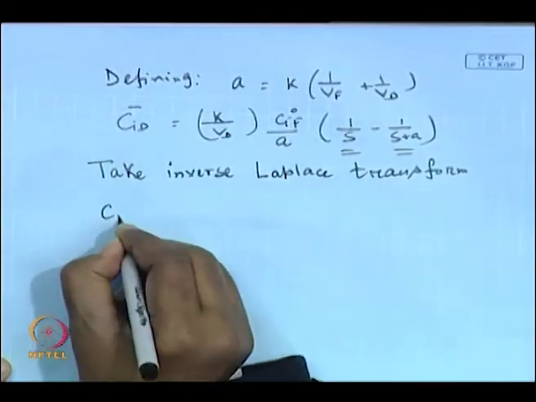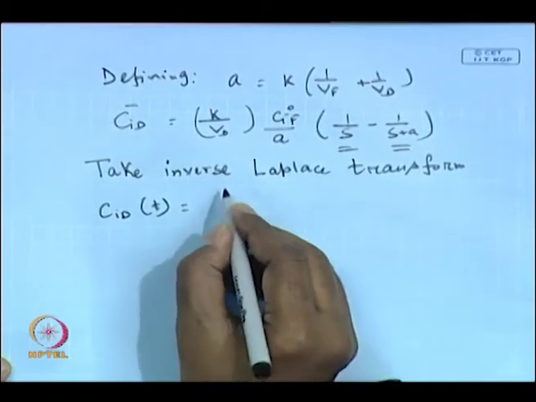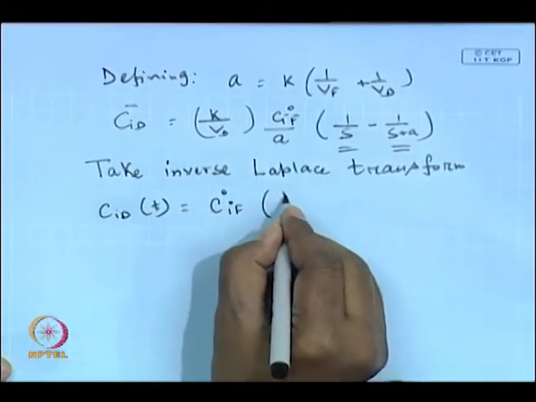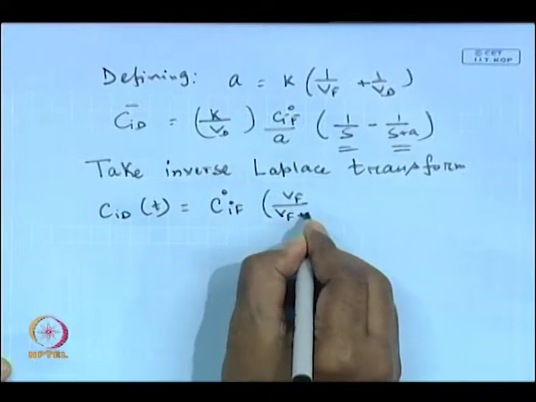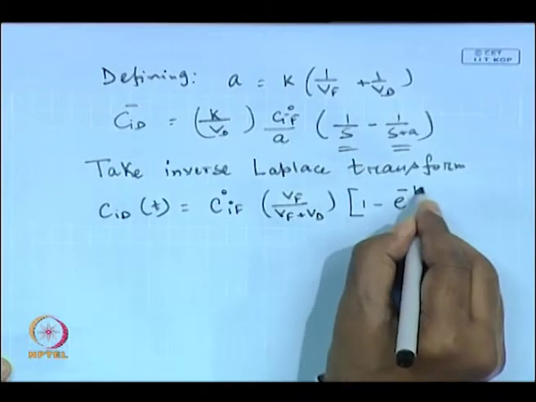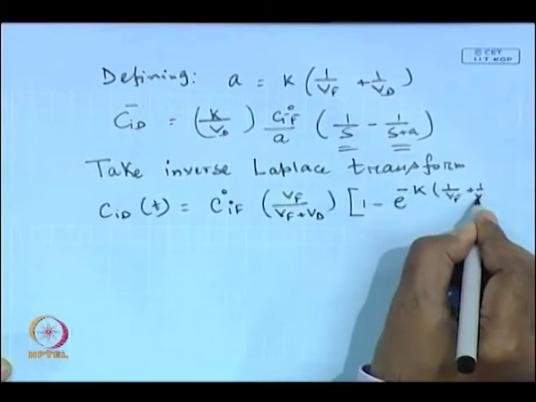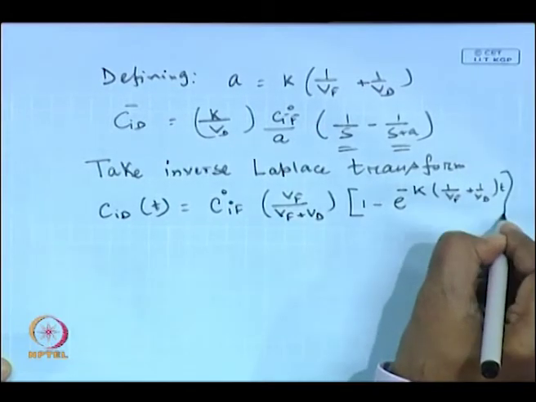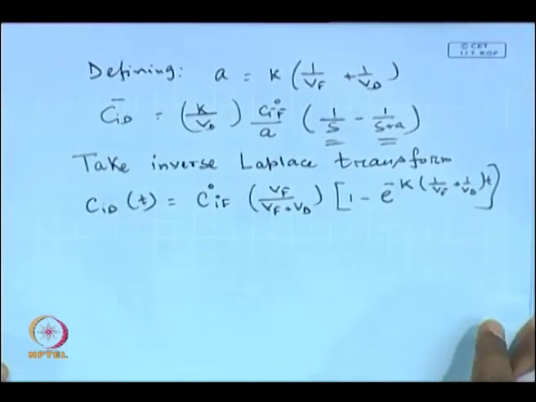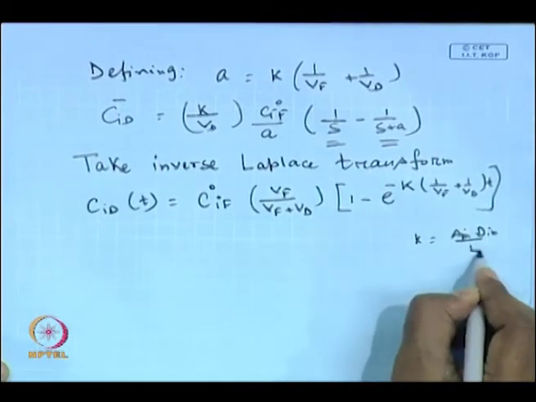And you will get the variation of solute concentration in the dialysis side as a function of time as C_ID equals C_IF naught V_F divided by V_F plus V_D into (1 minus e to the power minus K (1 over V_F plus 1 over V_D) times t). So this is the complete solution, and your K is nothing but A_m D_im over L.